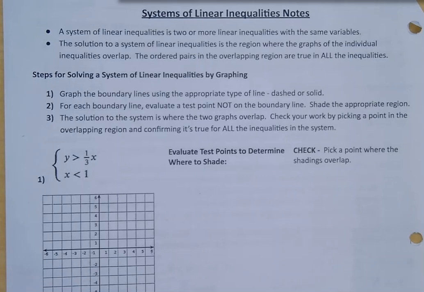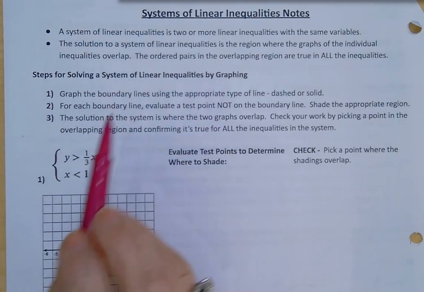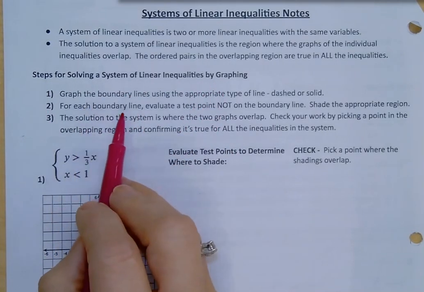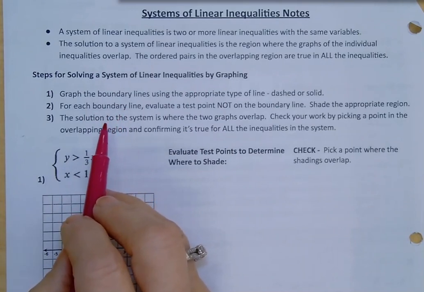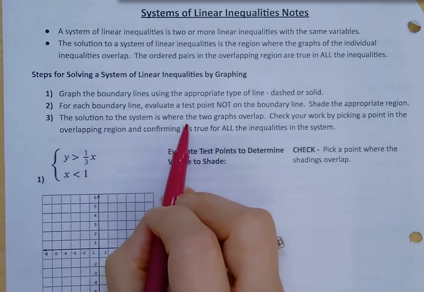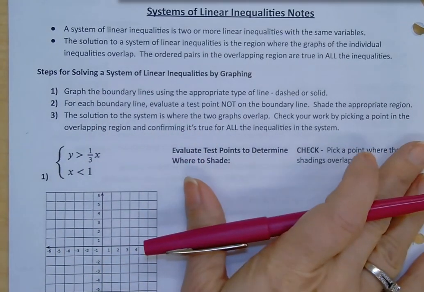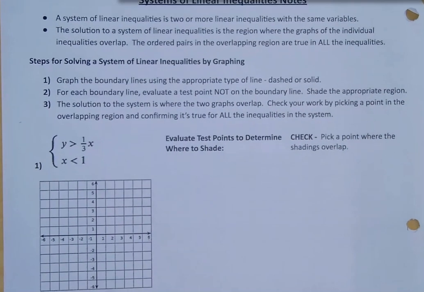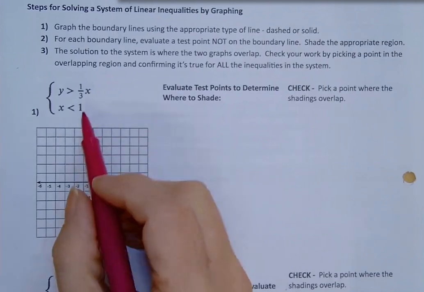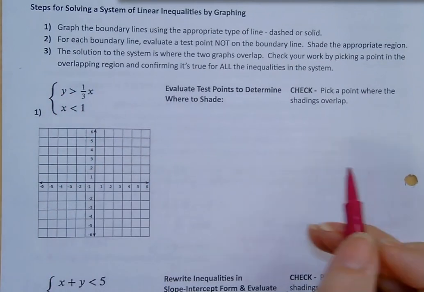Okay, so steps for solving a system of linear inequalities. If we're doing this by graphing, we're going to graph the boundary lines. We're going to make sure we know whether we're using a dashed line or a solid line, and evaluate a test point. Okay, and we're just going to shade the region for each line, and then we're going to see where those two shaded regions overlap. So let's just show you how this works. Again, with our system, we have an open curly brace there that tells us we have a system.